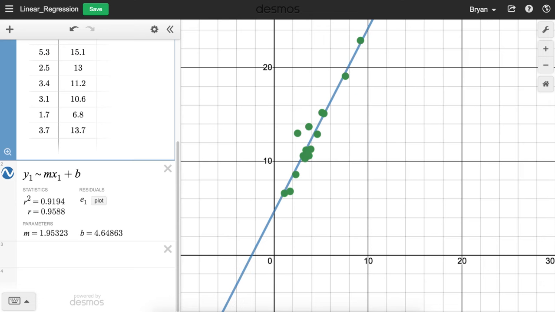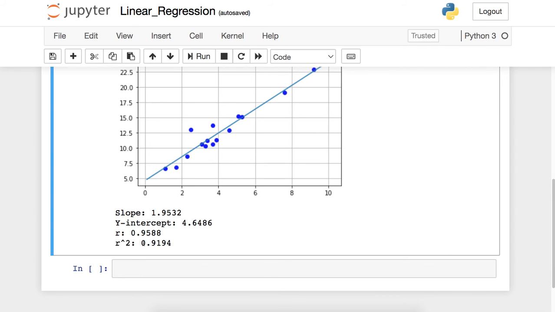So we hop back to our linear regression with Desmos. It gives us R squared, which is just taking this value of R and squaring it. So 0.9588 when we square it is about 0.9194. And with our Python printout as well, it gives us a value of R squared, the same value of R squared.